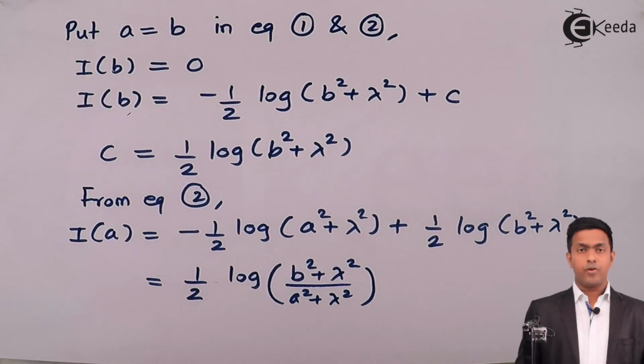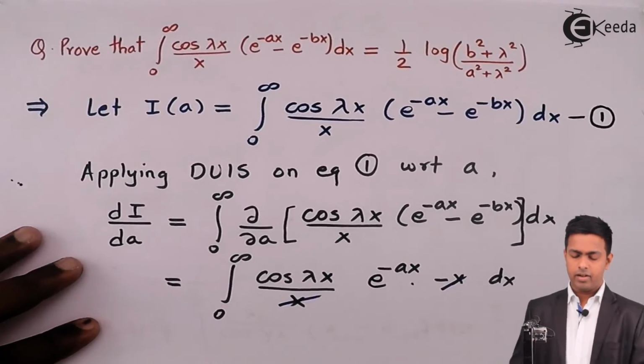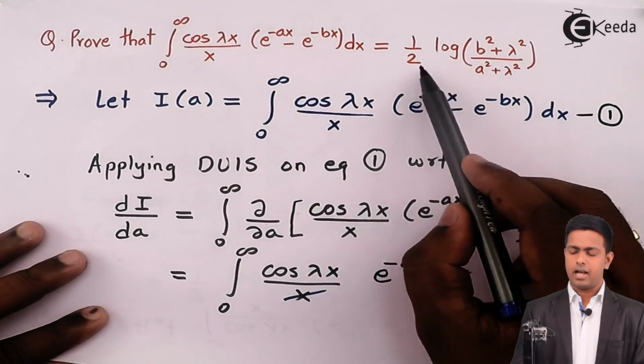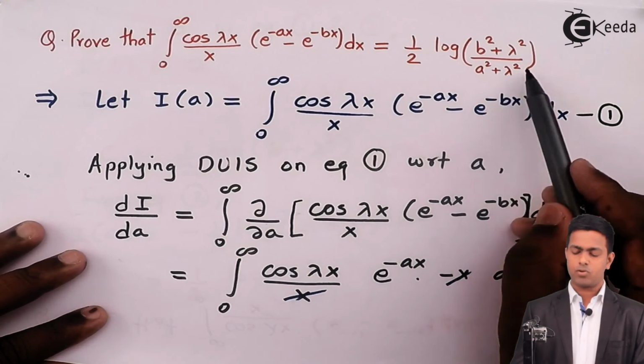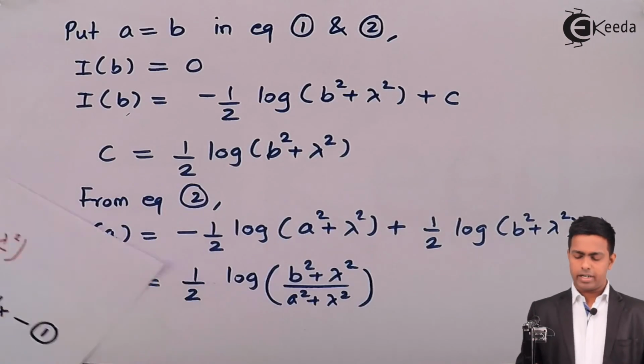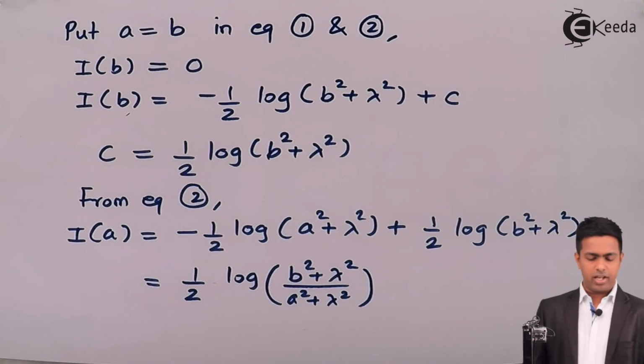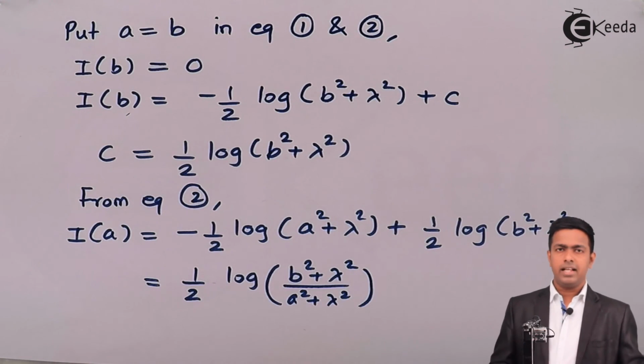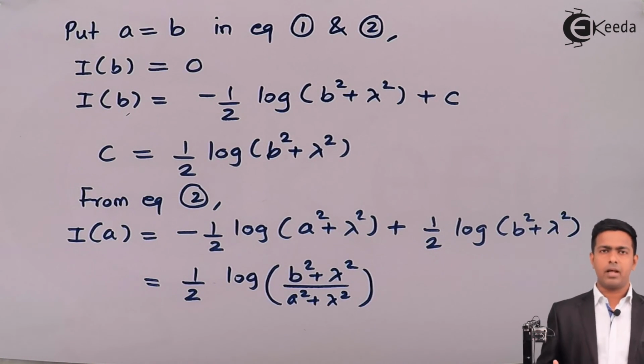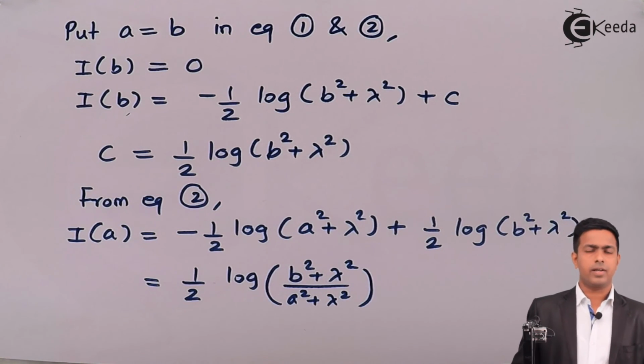Now guys, if you see the question, we have to prove this as half log of b square plus lambda square upon a square plus lambda square, and we got that result over here. So here we have seen how to apply the DUIS on multiple parameters to get the value of an integral.